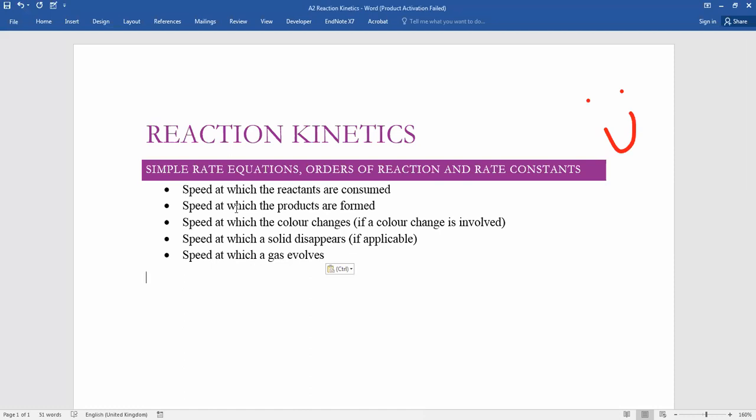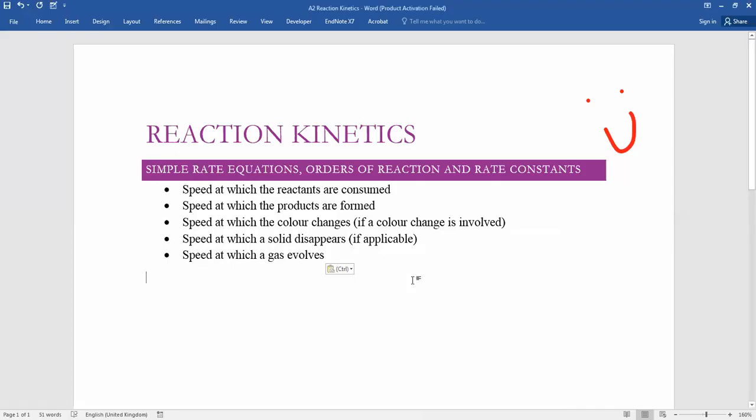What is rate of a reaction? Rate of a reaction can be classified as the speed at which the reactants are consumed. It is the speed at which the products are formed. It can be the speed at which the color changes, if there is a color change involved, and it can be the speed at which a gas evolves.